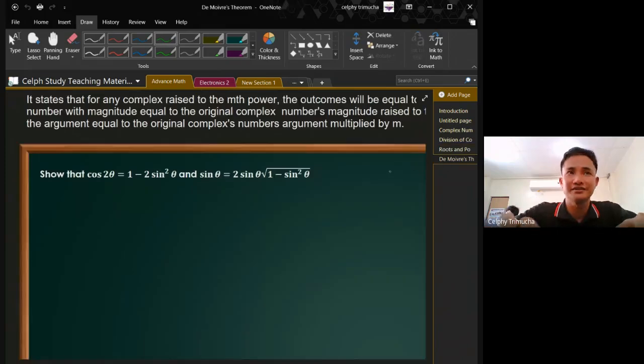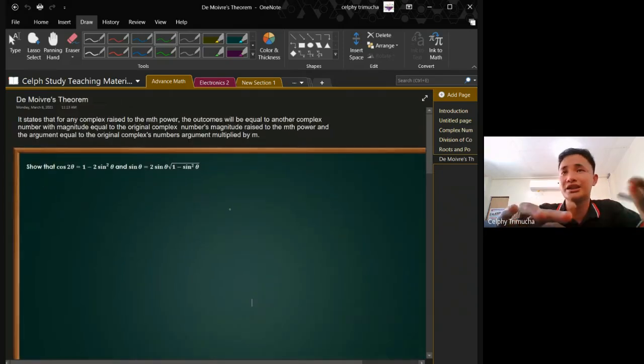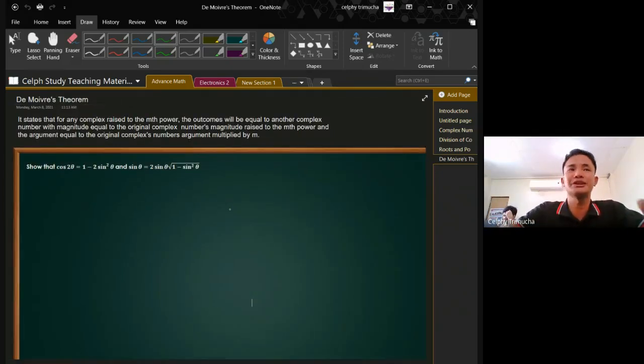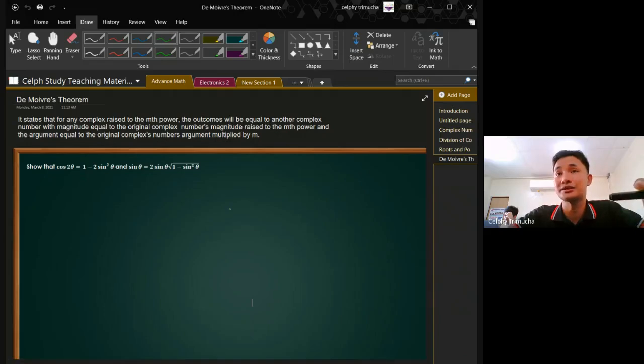So we have De Moivre's theorem. In this topic, you will need your knowledge of trigonometric identities, so we need to review trigonometric identities. De Moivre's theorem is used when dealing with power form, or when your complex number is raised to a certain power.